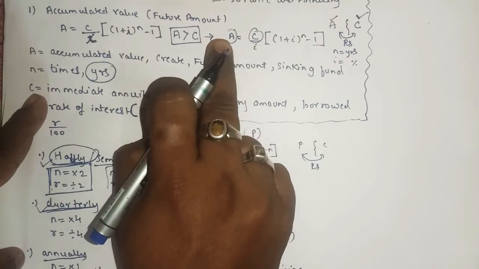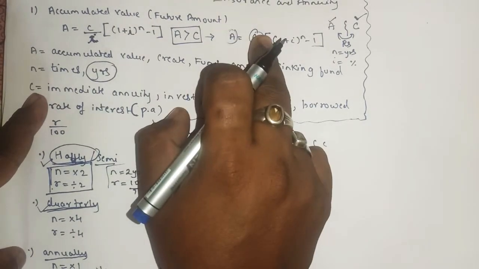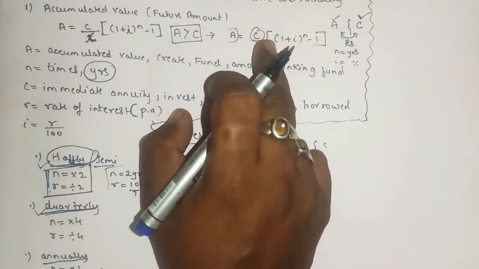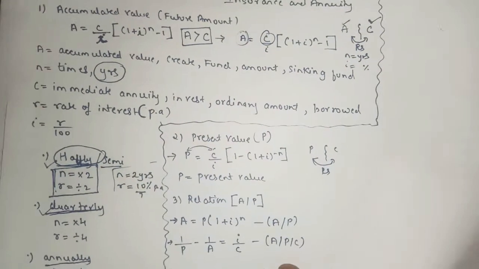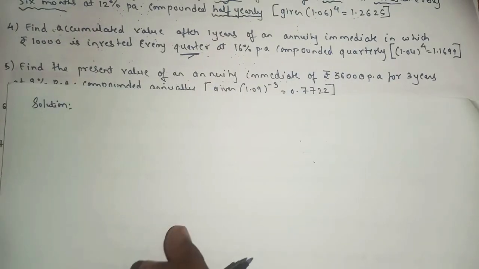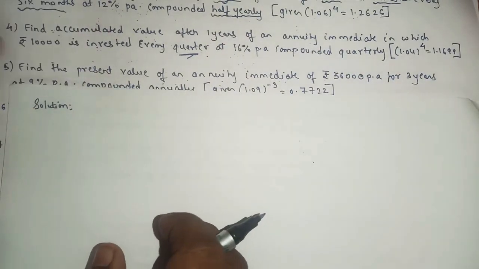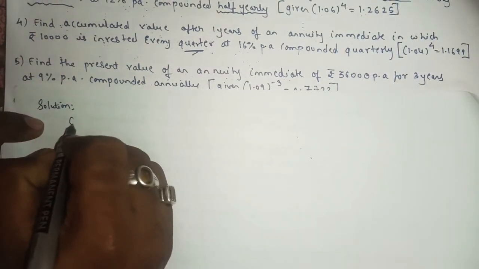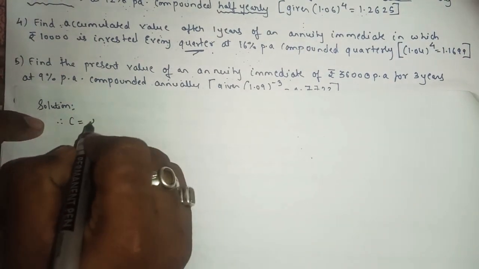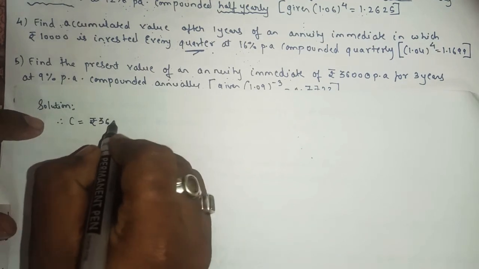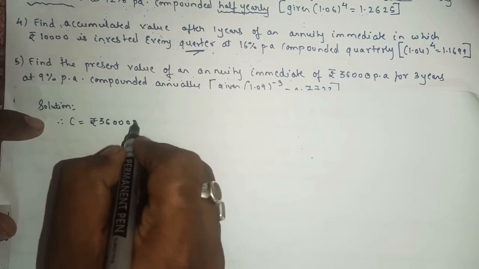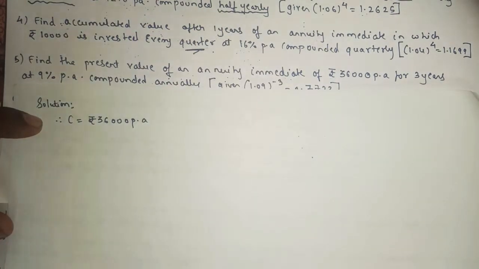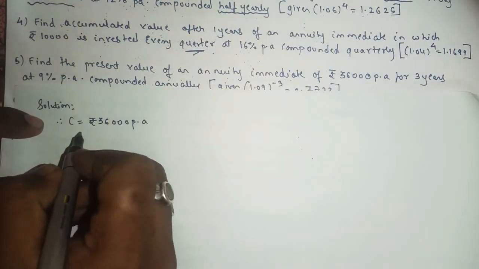If A is given, then that rupees will be the value of A, and we have to find the value of C. If C is given, then we have to find the value of A, like that only. Okay, so here from the words we come to know that annuity immediate is the value of C. So C equals rupees 36,000 per annum. The value of C is 36,000 per annum.